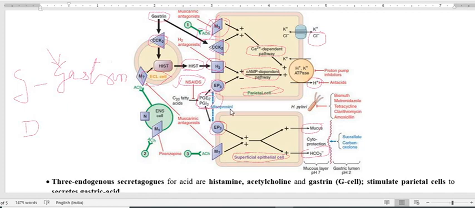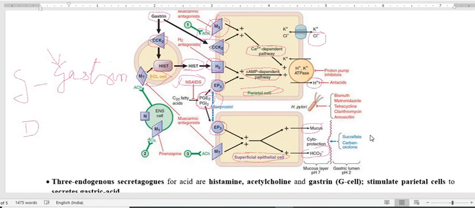So we are going to use the drug misoprostol, that is a prostaglandin analog, and this is going to potentiate the effect on the EP3 receptor present on the parietal cell as well as on the epithelial cell, and helps to decrease acid secretion as well as helps to increase the cytoprotectant mucus as well as the bicarbonate.